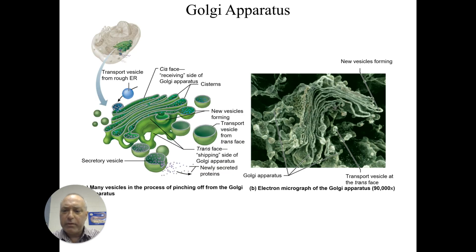So here you see the Golgi. It's receiving vesicles from the rough ER or the ER. They bond with this membrane system. They're processed, sorted, and then released and maybe exocytosed.